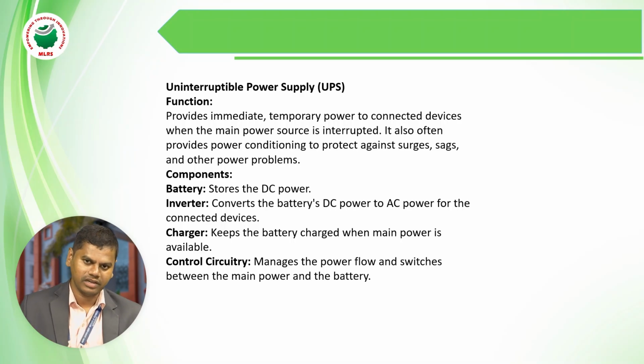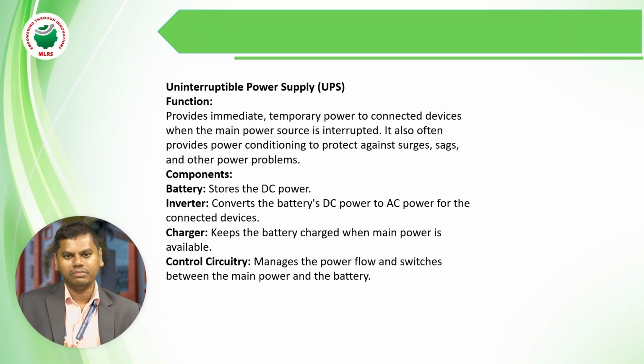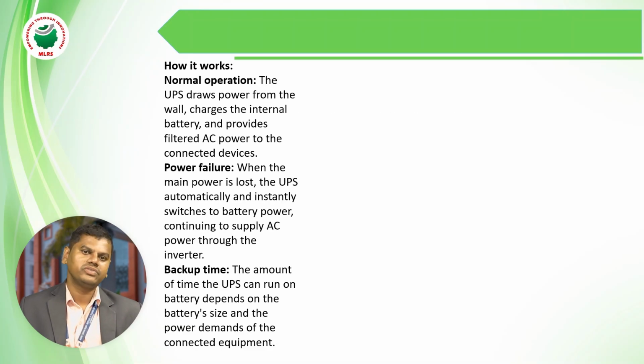We discussed that before. Next, the charger is nothing but what keeps the battery charged when main power is available. And next, control circuitry manages the power flow and switches between the main power and the battery.